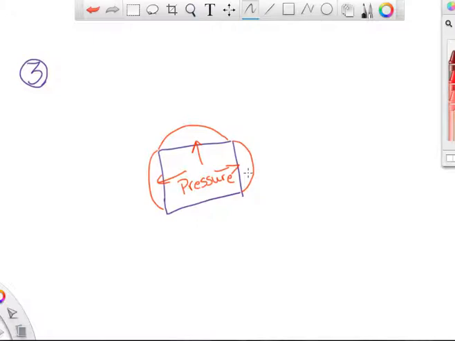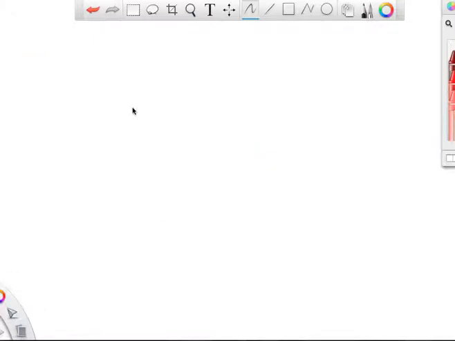Number four is air pressure. And air pressure is the weight of a column of air pushing down on an area. So if you are right here and you have your hands up, and you've got a column of air right here, okay? That air that's over top of you is actually pushing down on you, okay? And this is called air pressure.